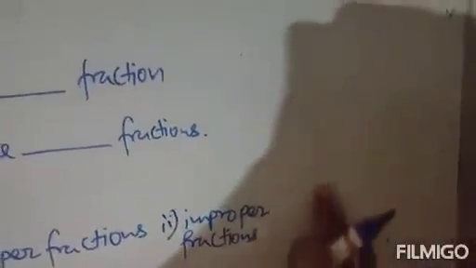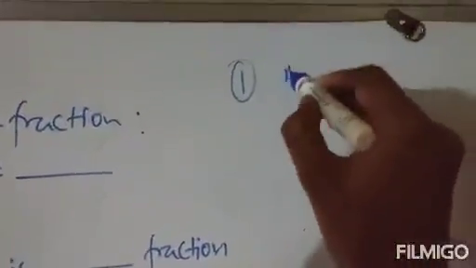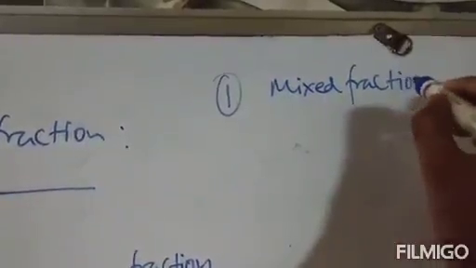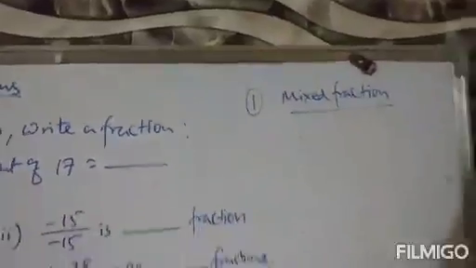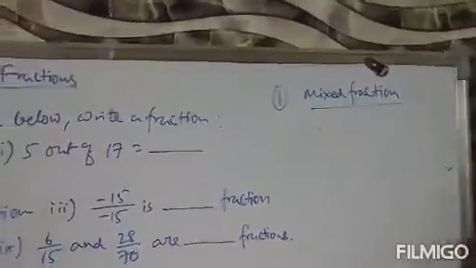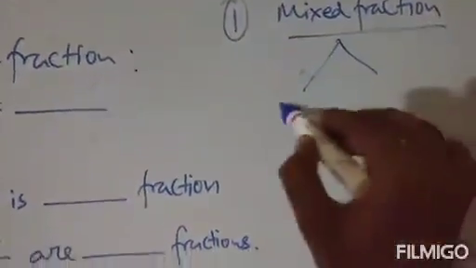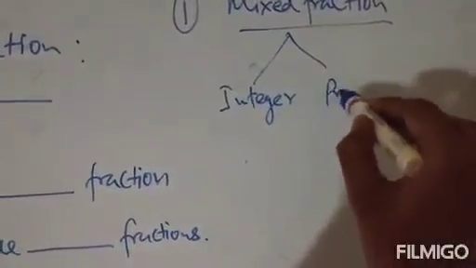Third category is mixed fraction. Now, a mixed fraction consists of two parts. One is an integer and one is a proper fraction. So it consists of two parts: one is an integer and the second one is a proper fraction.